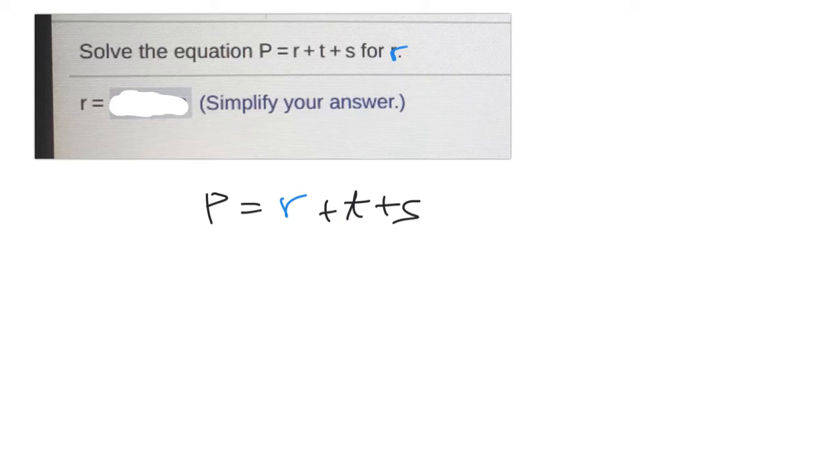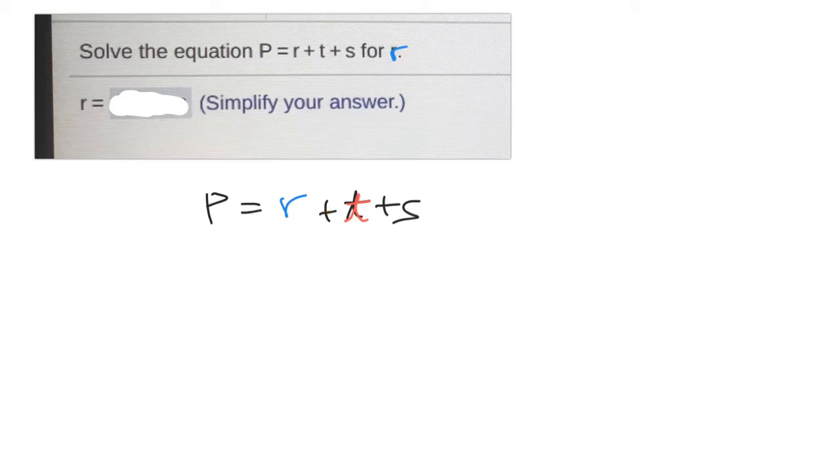Now, it doesn't really matter which one we want to focus on, but I do suggest doing one thing at a time. Let's focus on this T. How can we get rid of this T? Because we want the R to be by itself. Well, we can do the inverse operation. So, in other words, you take a look at what T is doing to R right now. Well, T is being added to R right now.